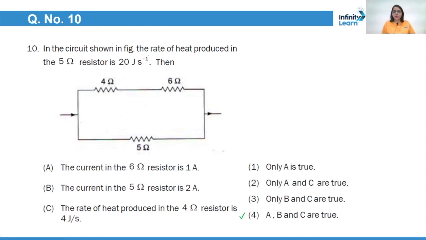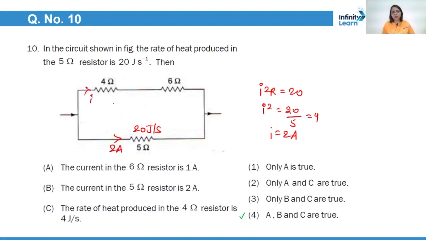In the circuit shown in figure, the rate of heat produced in the 5 ohm resistor is 20 joule per second. Then, which of the following options are correct? So for 5 ohm, I square R is equal to 20. So I square will be 20 upon 5, which is 4. So I will be 2 ampere. So current in this is 2 ampere. This complete is 10 ohm, right?